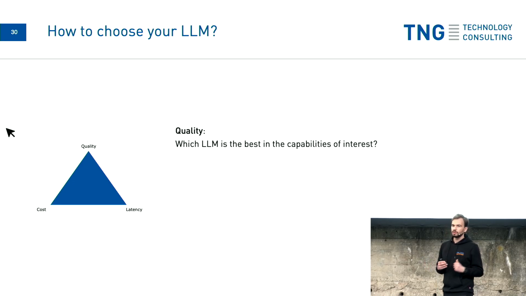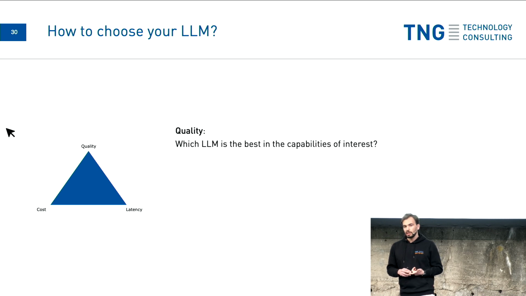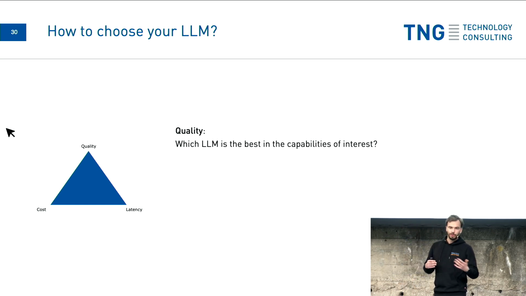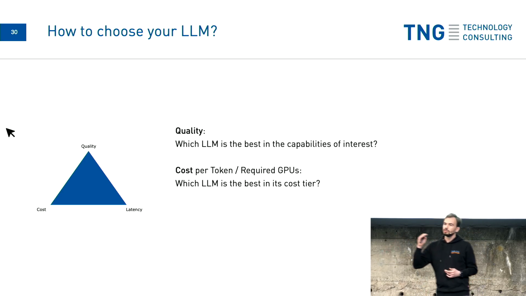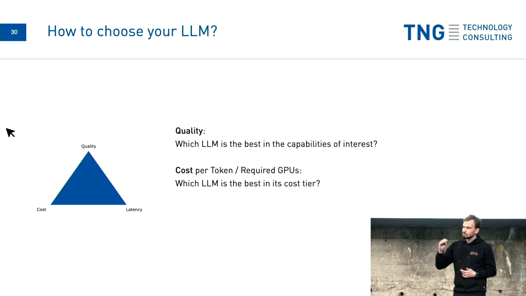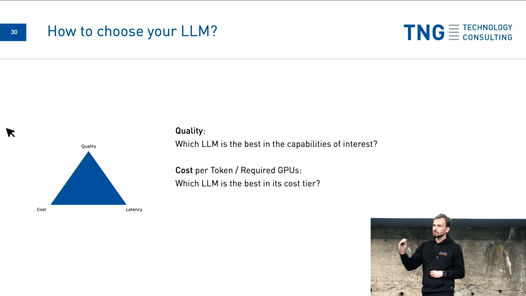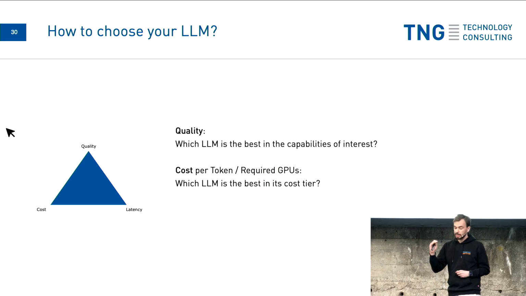You also have to consider cost and latency when selecting an LLM to deploy on a cluster, to roll out to 900 developers or 900 colleagues at TNG, for example, or also if you want to choose an LLM for your agentic use case. So cost is something to keep in mind. You might not just go for the best LLM in a particular capability, but rather consider which is actually the best LLM in my cost tier, which I find acceptable for my use case.